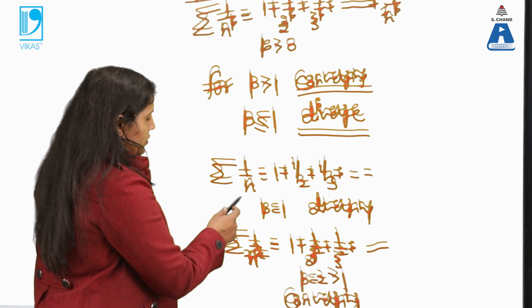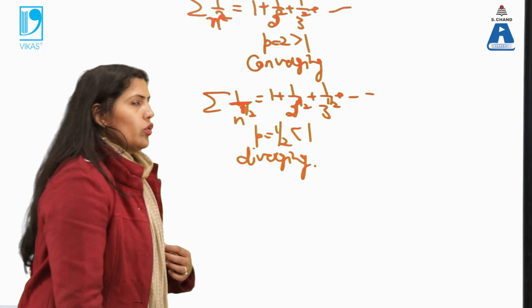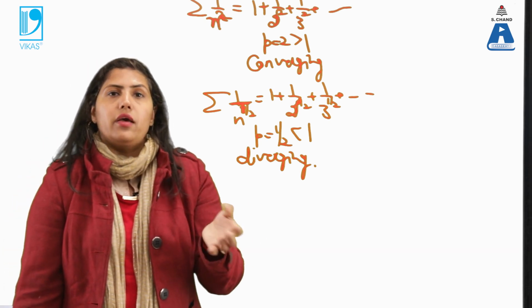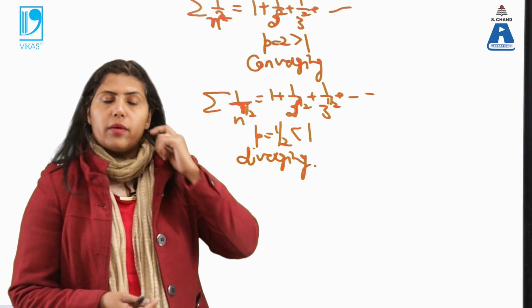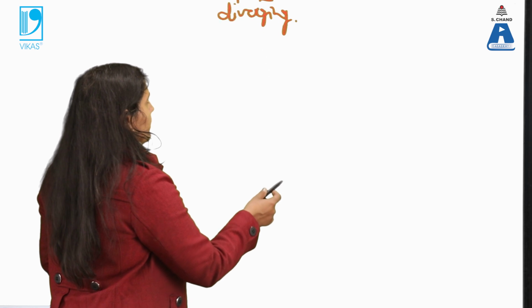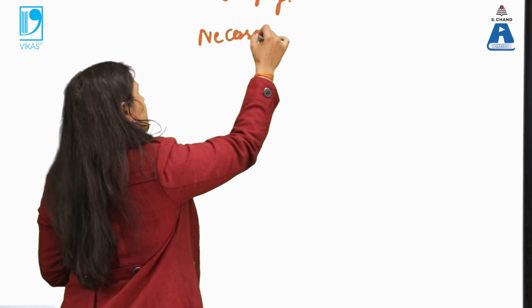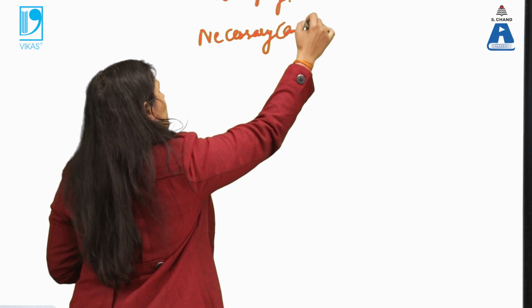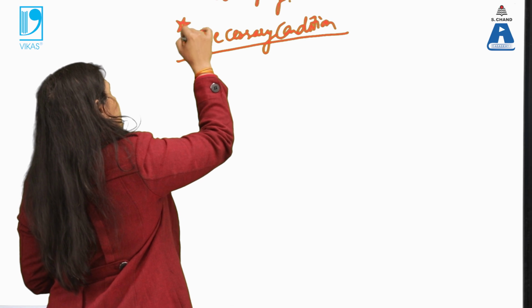In all the possibilities, we have checked the P value and the common ratio, when we say a series is converging or diverging. But it's not that we have some end. Now we have one important result, and we call it the necessary condition. The star condition, I'll say.